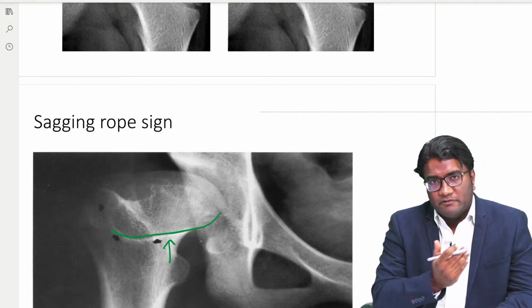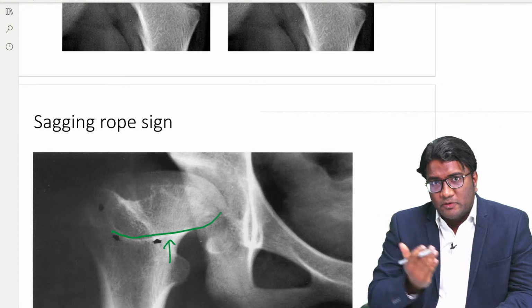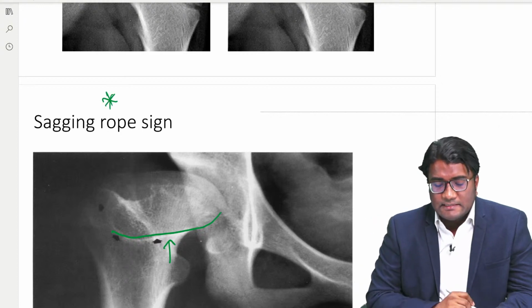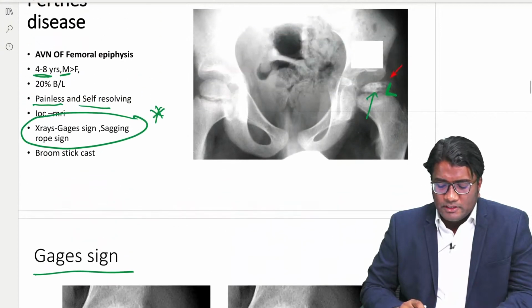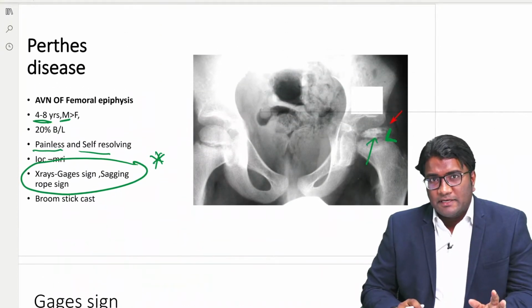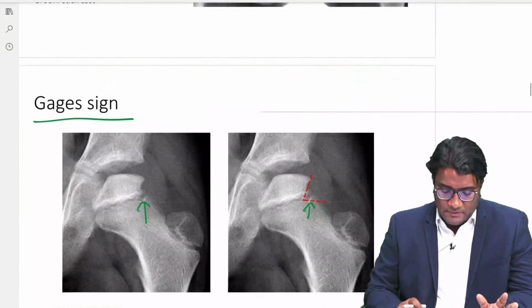So around the neck of the femur, you see the sclerotic line. That is called a sagging rope sign. The sagging rope sign and the Gage's sign, along with the collapsed and irregular epiphysis, would be Perthes disease.